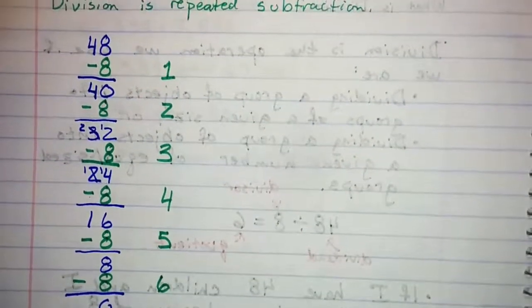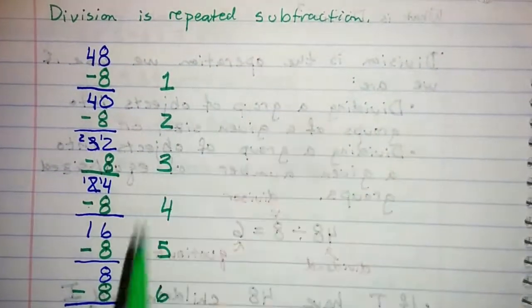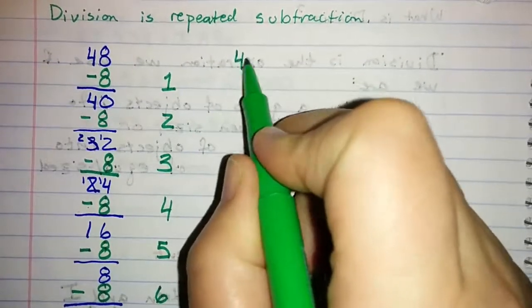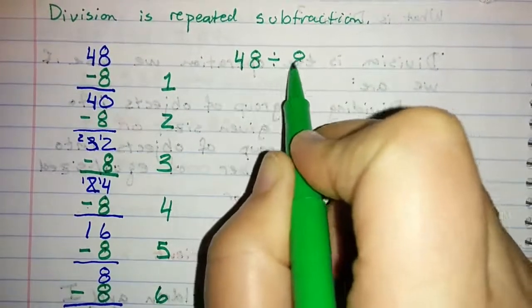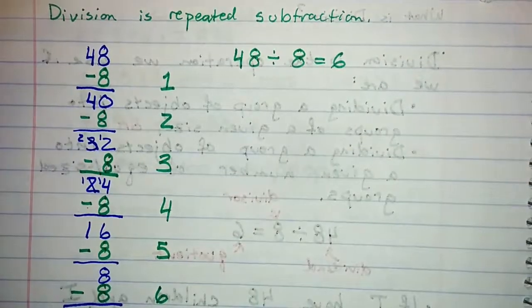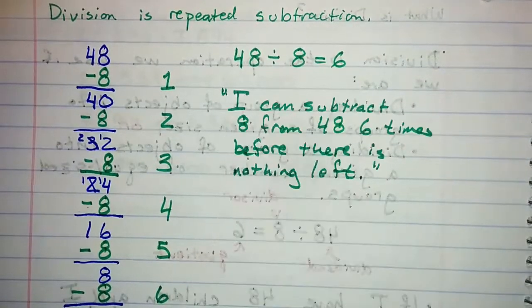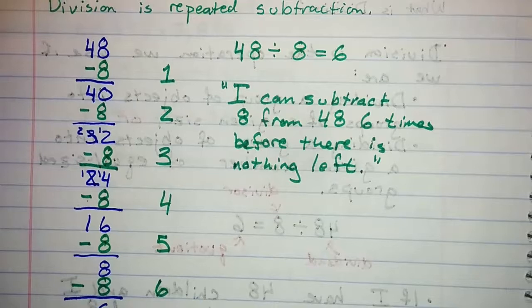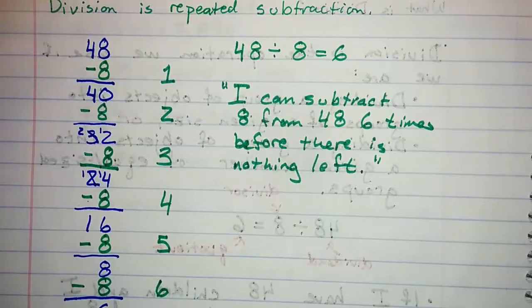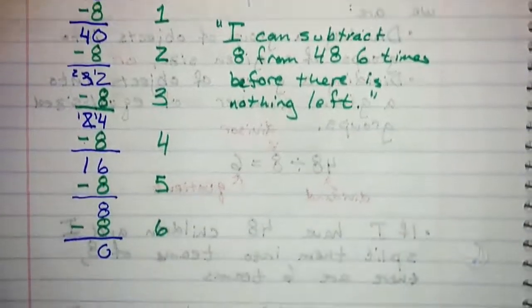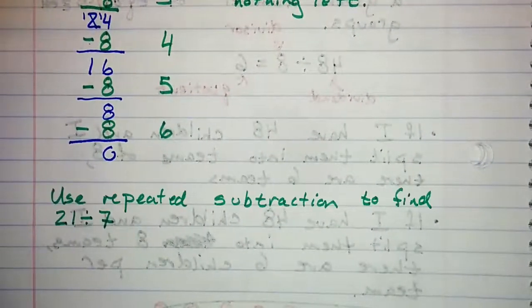Right? So division is repeated subtraction to find that 48 divided by 8 is 6. I see that I can subtract 8 from 48 6 times before there's nothing left. Right, so I'm going to have you actually work out a division problem this way. Now, if you already know the answer off the top of your head, that's fine, but please work it out this way for the purpose of the exercise. Use repeated subtraction to find 21 divided by 7. Pause the video and try this now.